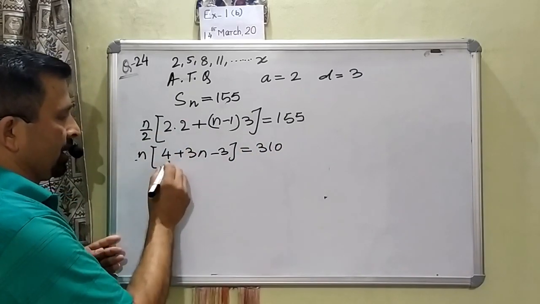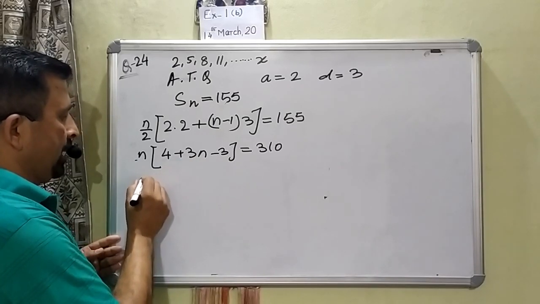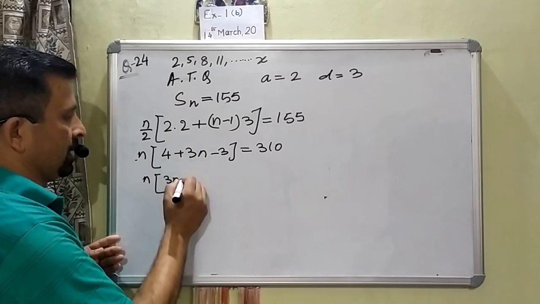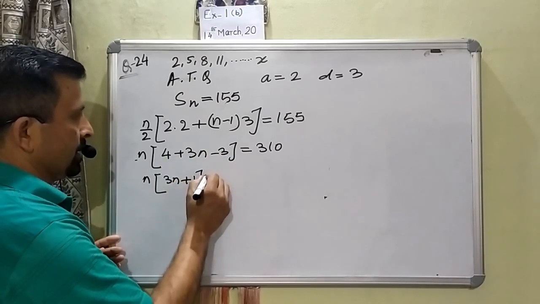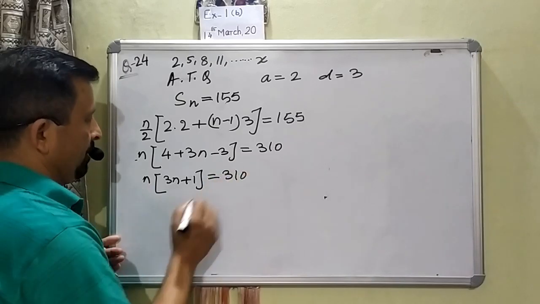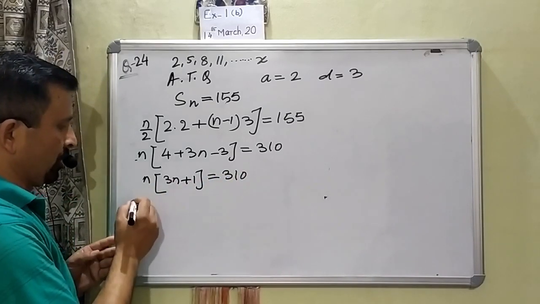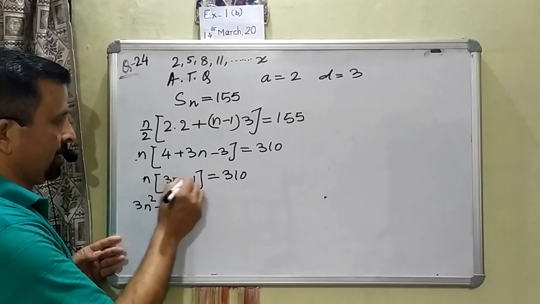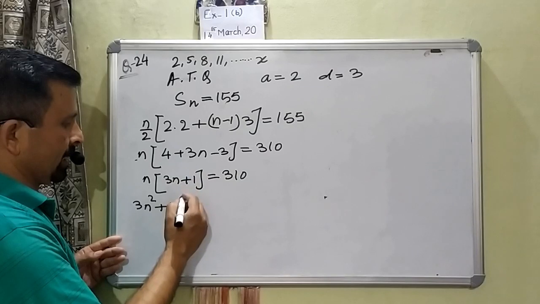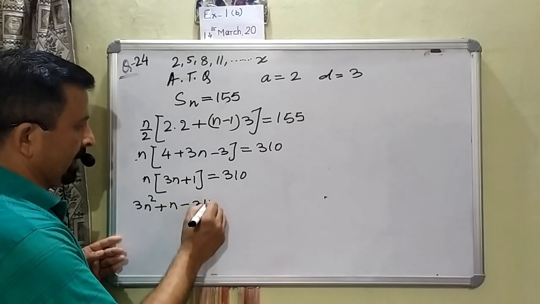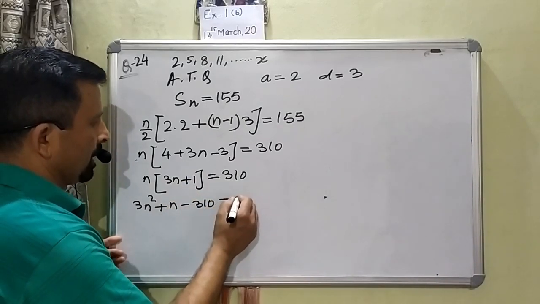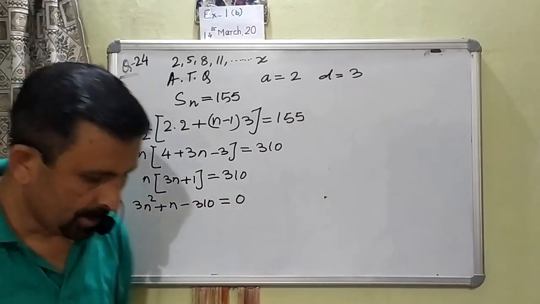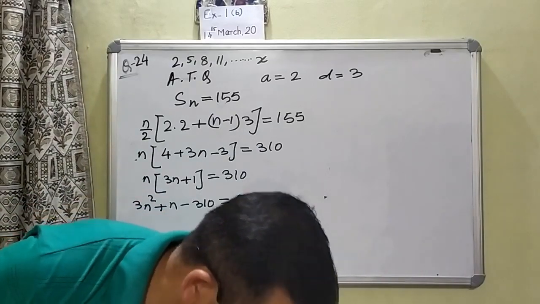Now we can simplify it because there are some like terms in the bracket. n is as it is, and this is 3n as it is, and then 4 minus 3 is equal to plus 1. This is equal to 310. Now we can open the bracket. This into this is 3n square plus n into 1 is n, and 310 can come to the left hand side, so minus 310 is equal to 0. Now this is your quadratic equation.